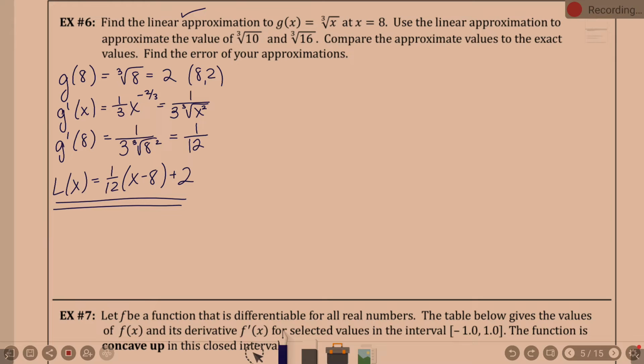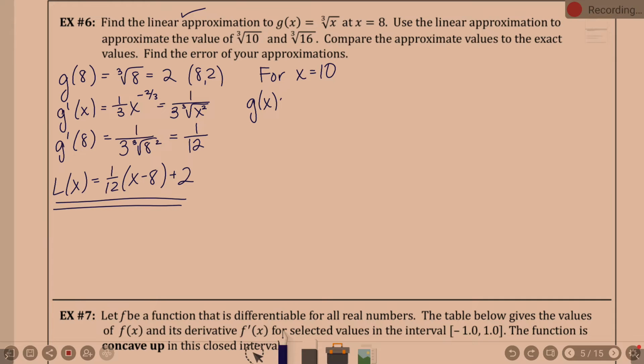16. So it's asking us for cube root of 10 and cube root of 16. Basically, we need to use our linear approximation formula when x is 10 and when x is 16. Okay? Because the given function was cube root of x. So we're going to find for x equals 10. So if we're trying to find the linear approximation, we're going to put that into our formula, right? So this is, I guess, officially g of x.